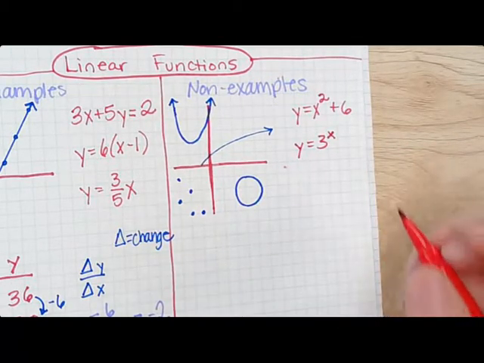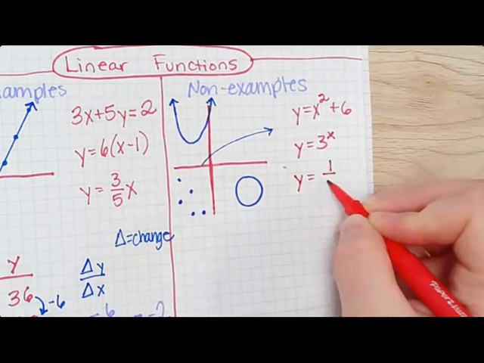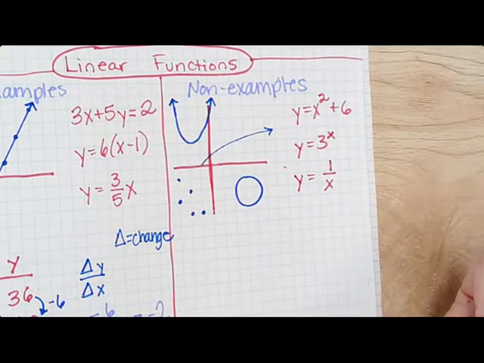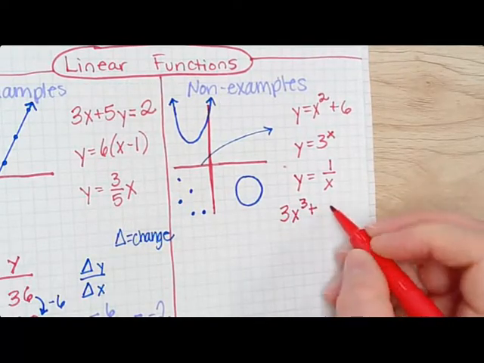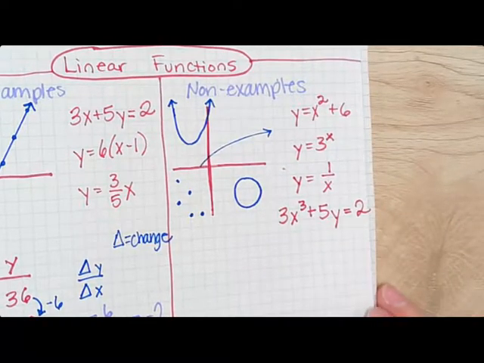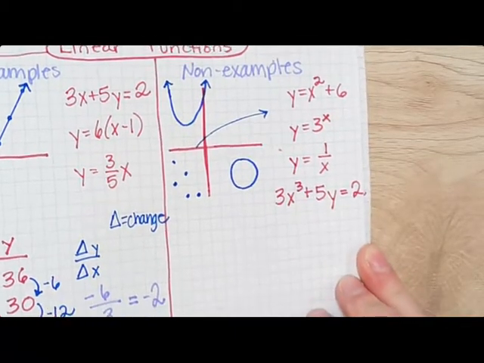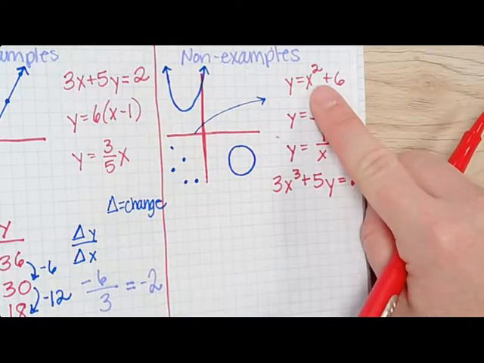Okay. And then, or if we have y equals 1 over x. Or if I have 3x to the third plus 5y equals 2. Because that exponent is 3, it doesn't work. So if it has an exponent anywhere, if the exponent of x is bigger than 1 or smaller than 1, then it is not linear.